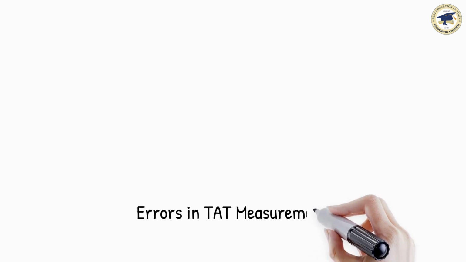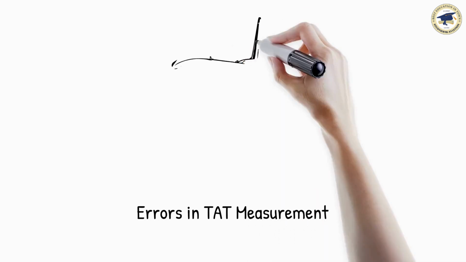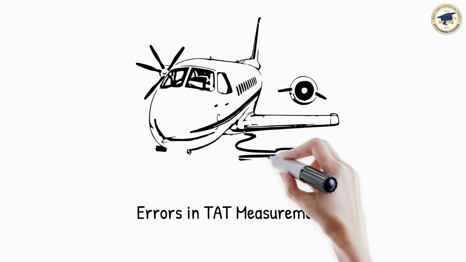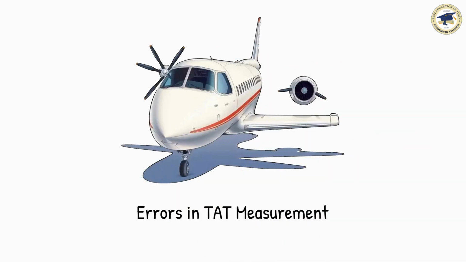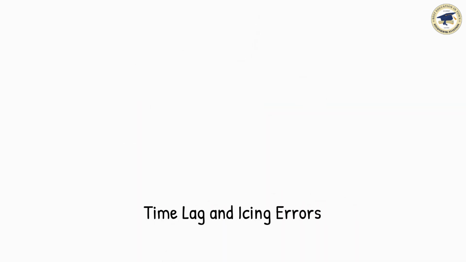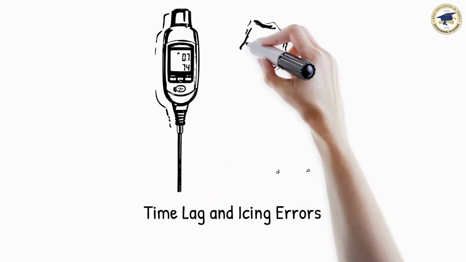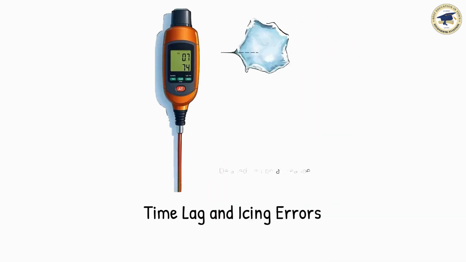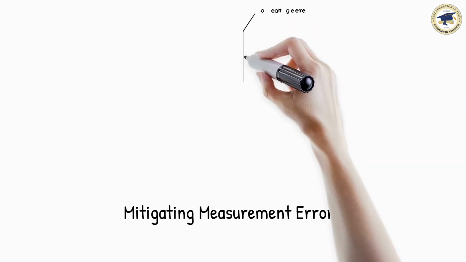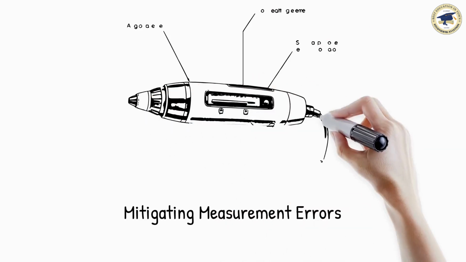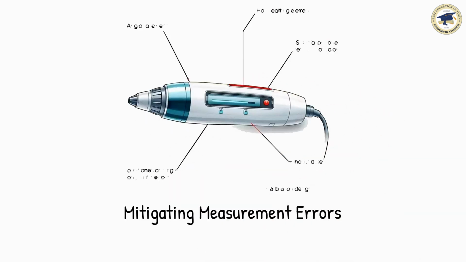Even with modern probes, some errors remain. Position error. If the probe is not located in a true free stream position, disturbed airflow can affect accuracy. Time lag error. Sudden temperature changes may take a short time to register. Icing error. In icing conditions, probes may accumulate ice, leading to incorrect readings unless probe heaters are used. To reduce these, probes are electrically heated to prevent ice buildup, aerodynamically designed for smooth airflow, and calibrated for accurate recovery factors.